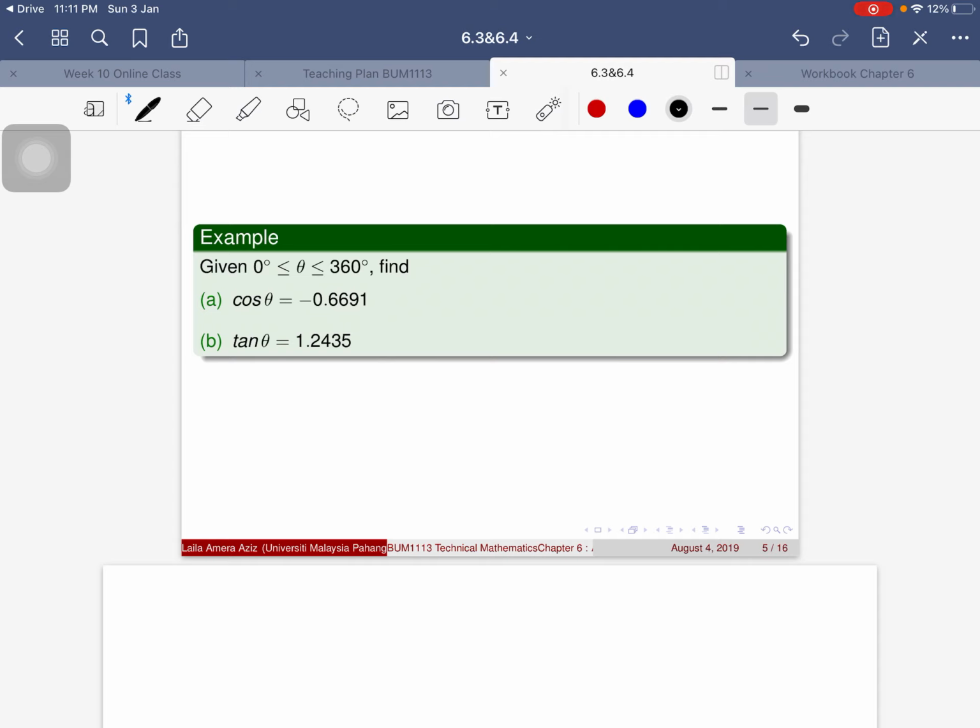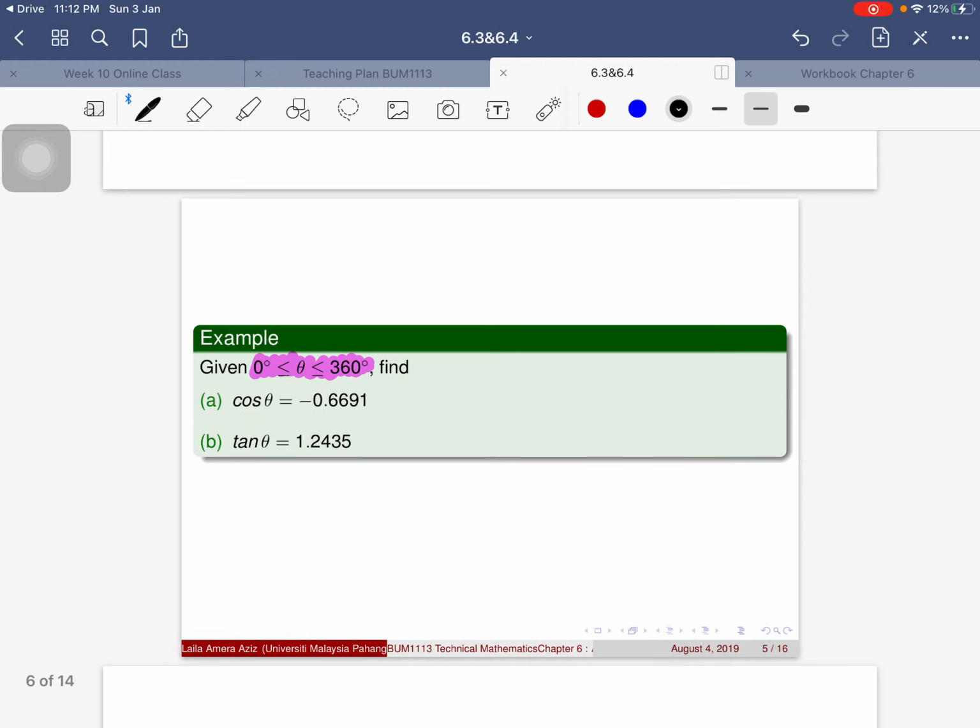So okay, in the first example, these are going to be very simple examples. I just give a very simple function of cosine and tangent, and here we have a restriction: the value of theta should be between 0 degrees and 360 degrees. Remember, that is what I call one rotation in your quadrant. When I have a full circle moving from there to there, this is one rotation, 360 degrees, but it doesn't mean that your angle can only rotate once.